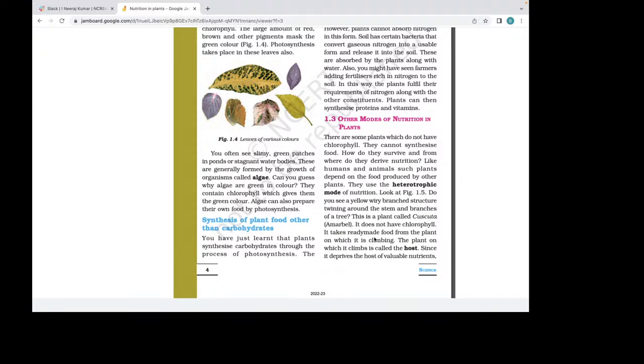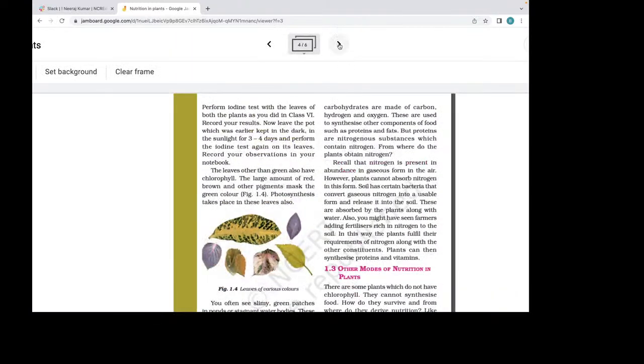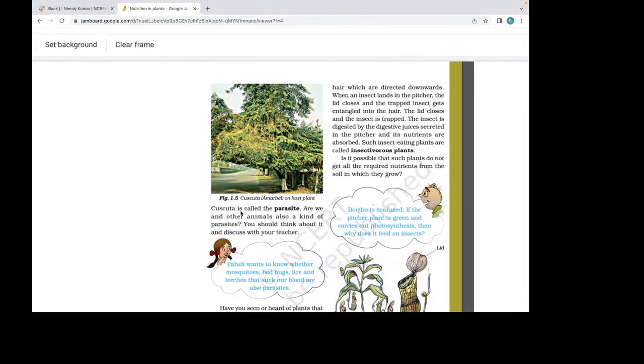It makes ready-made food from the plants on which it is climbing. Okay, it gets the food from the plant on which it is climbing. The plant on which it is climbing is called the host. Since it deprives the host of valuable nutrients, cascata is called the parasite.